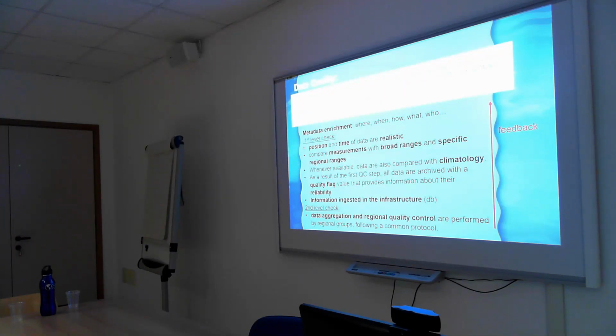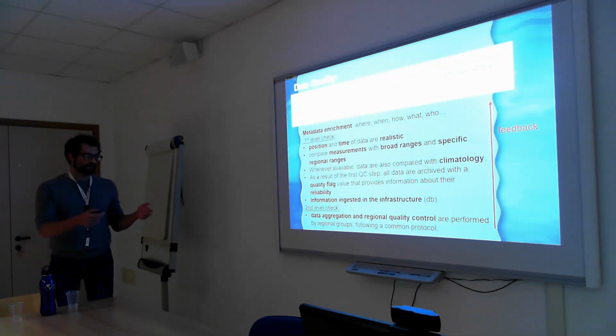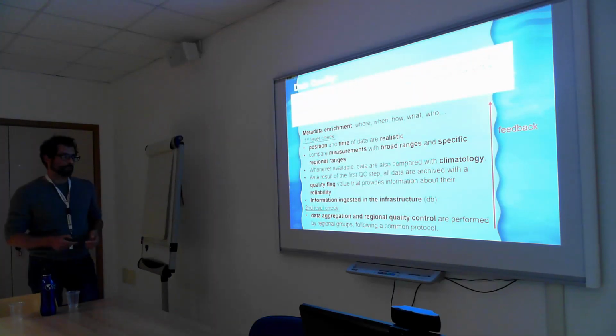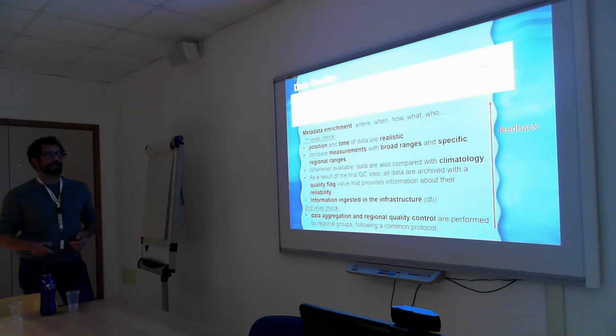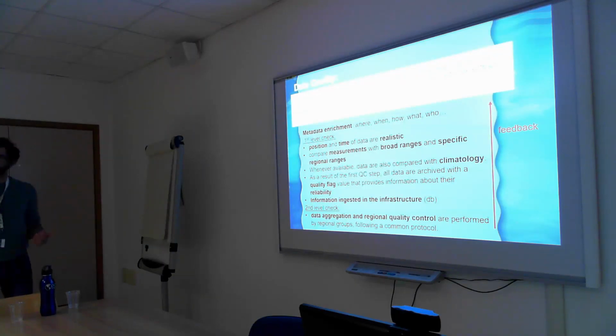Then, when data are checked with the quality flag information, they are ingested in our infrastructure or database. There is also a second level check. For example, we are involved in this European project. We have some regional aggregation groups. Data that are included in the infrastructure are aggregated at regional level, and further regional controls are performed by some regional groups. These regional groups follow some common protocols, and if there is the need, they report to the people that submit the data. If there are errors or anomalies, the data are updated and upgraded, and in this way we perform a continuous quality feedback loop that upgrades our data quality.